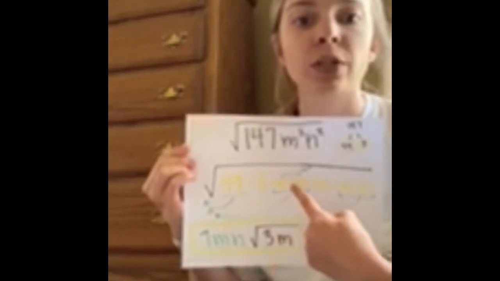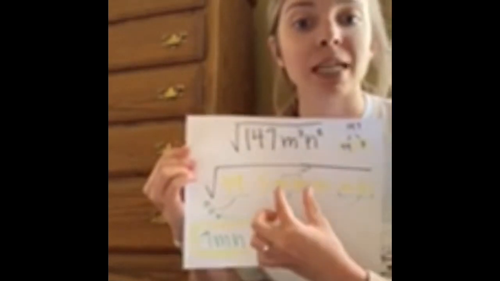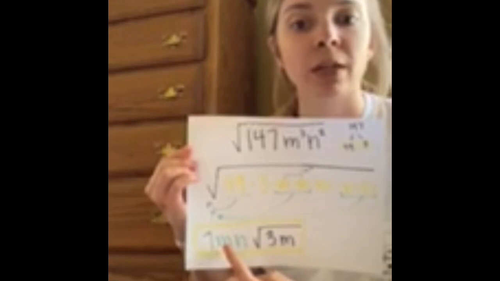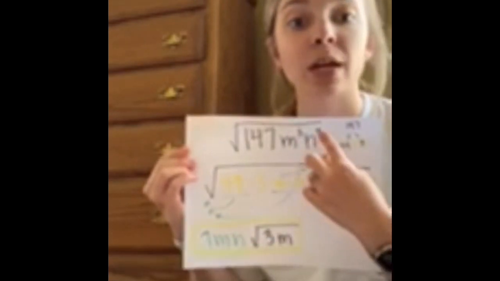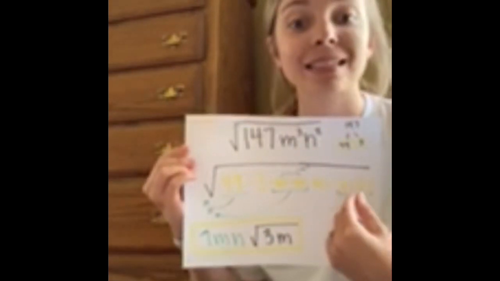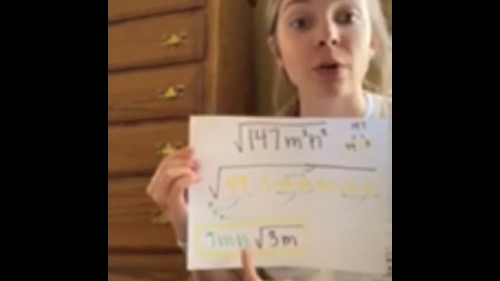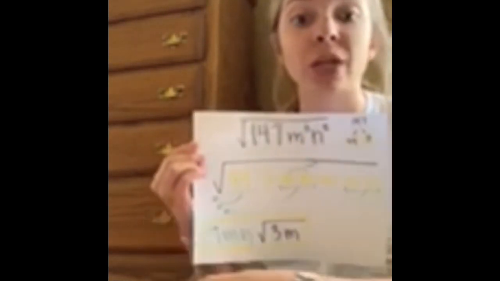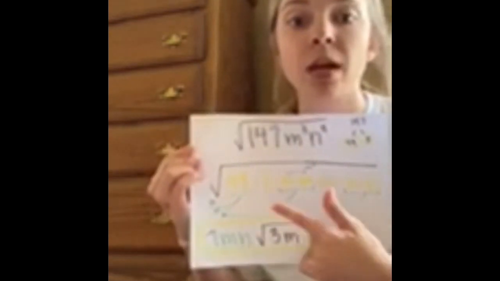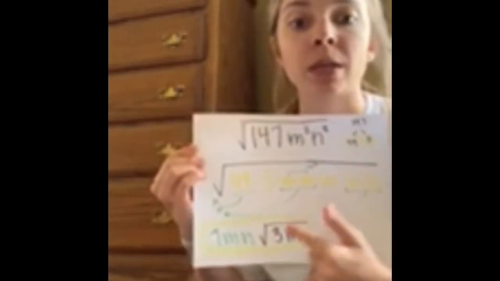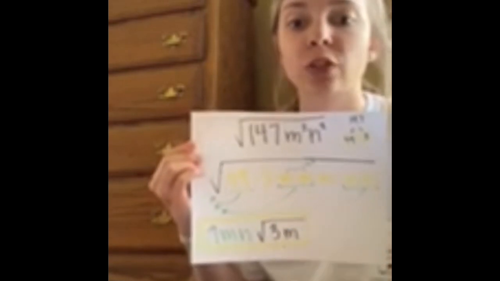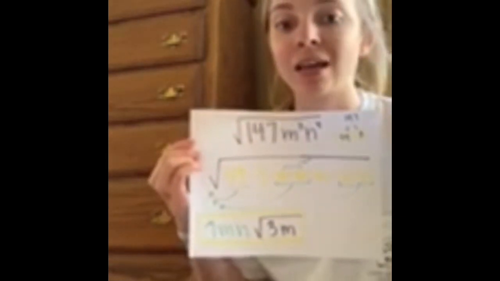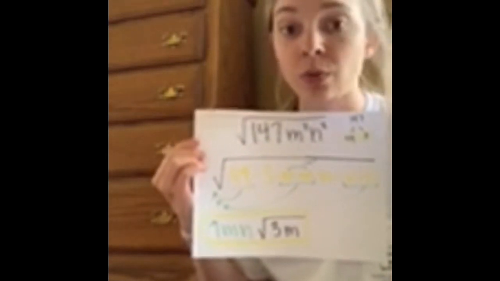We know we have 1, 2, 3 m's, so that means I can take 1 m out in front. Okay, and then I add n squared. So that means I have 2 n's. So that means I can take 1 n out. And there's no n's left. After you take 1 out from the pair out in front, you don't list it anymore. The 3 and the other m is all that's left over in our answer. So our final answer is 7mn square root of 3m.